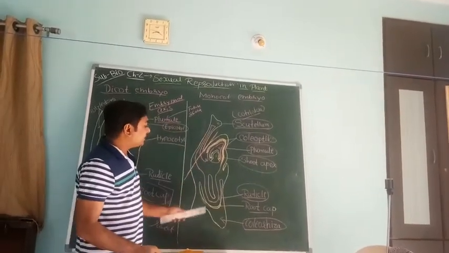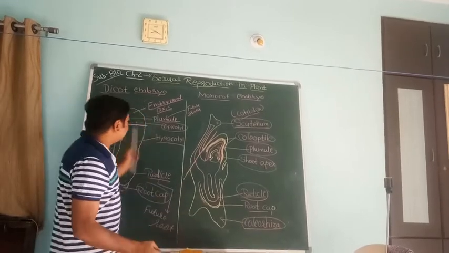So this is the structure of the monocot embryo, and this is the structure of the dicot embryo.